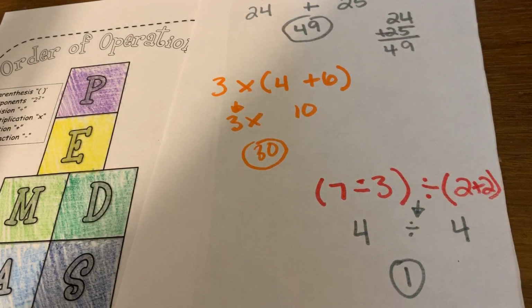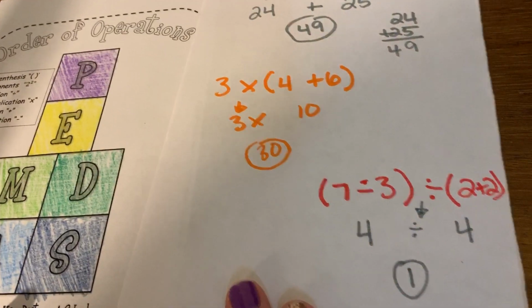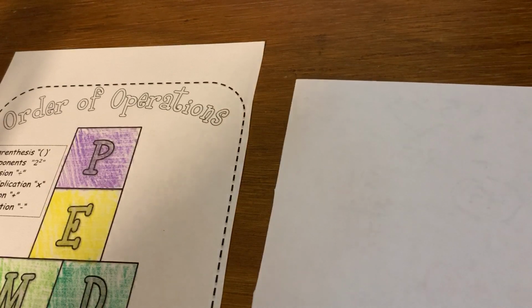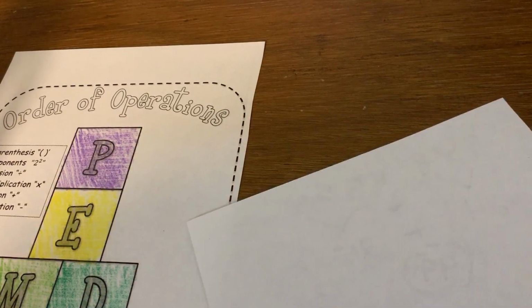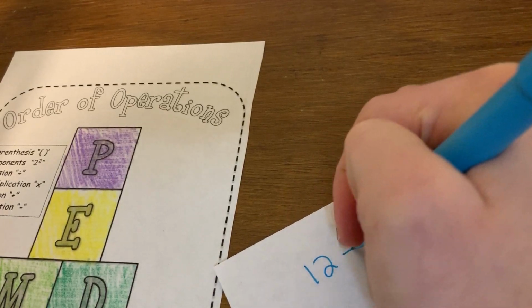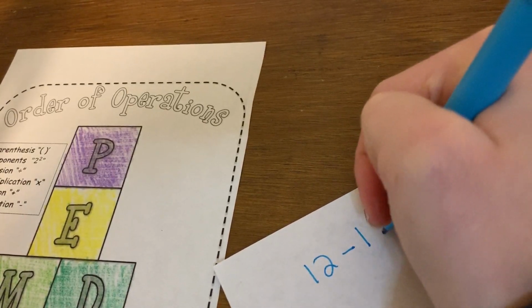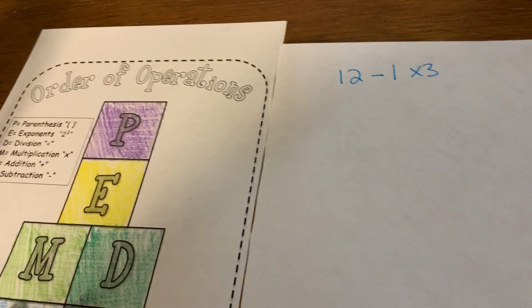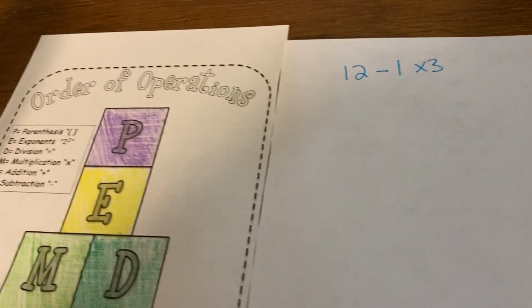All right, let's go ahead and try another problem. So this problem is 12 take away 1 times 3. Go ahead and use PEMDAS and try that one on your own.